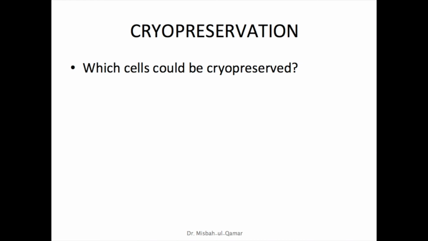Then there are tissue samples like tumors or histological cross sections. Even human eggs or human embryos, which are 2, 4, or 8 cells, can also be cryopreserved.